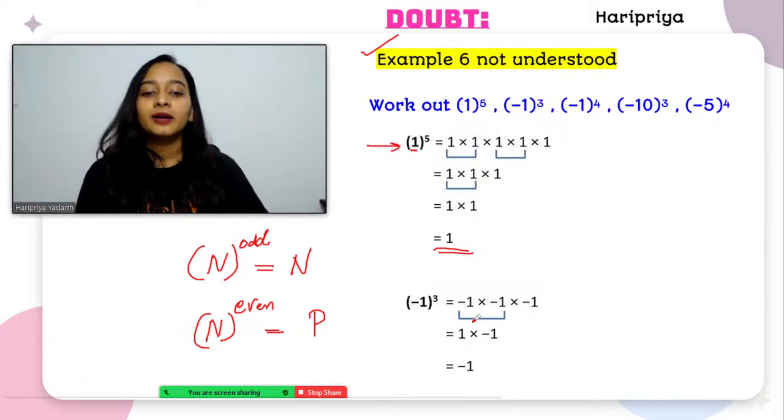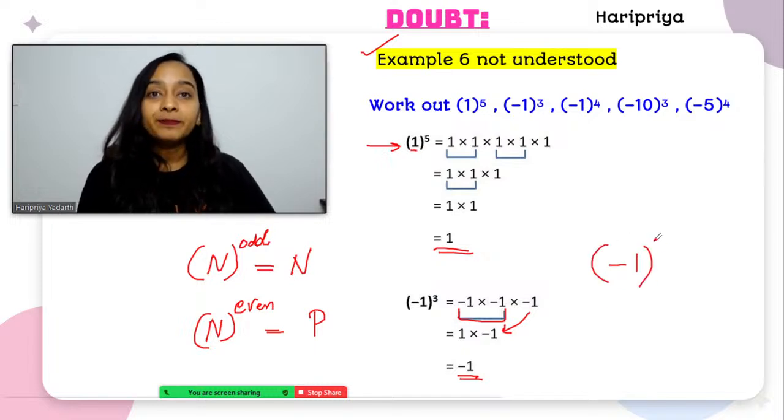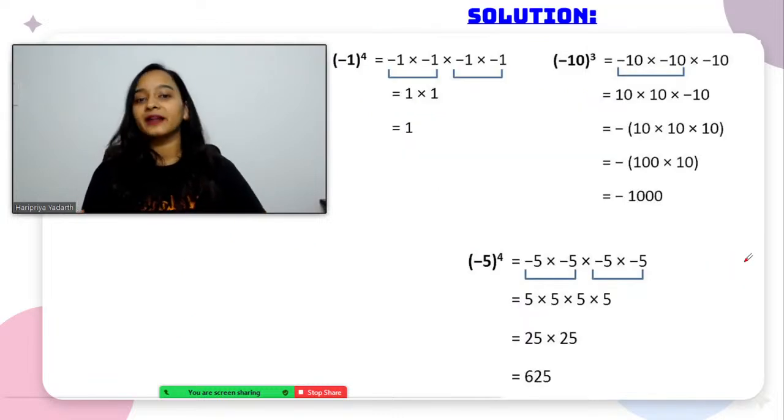You're multiplying your minus 1 three times. So, minus 1 into minus 1 will give you 1. Multiply that with minus 1, and the answer will be minus 1. Did you notice? You had a negative integer, minus 1, to the power an odd number. The answer will be a negative number.